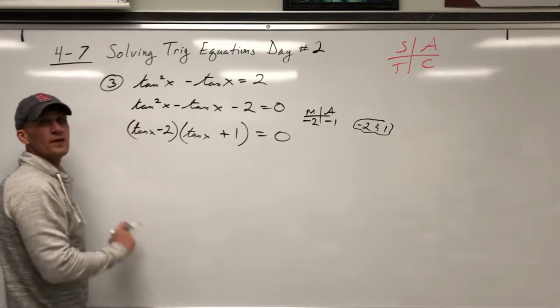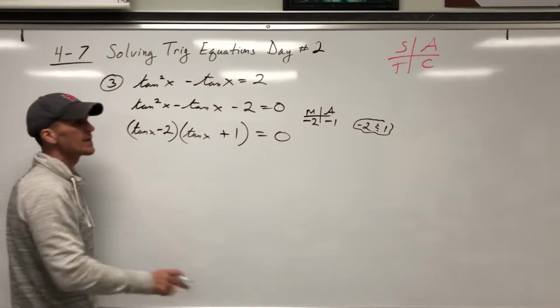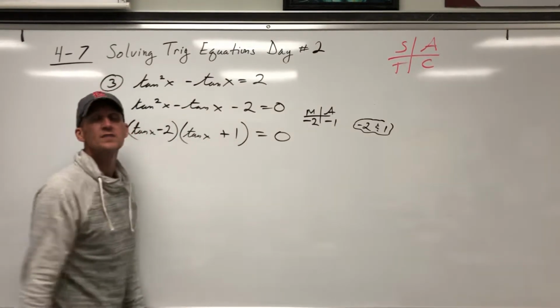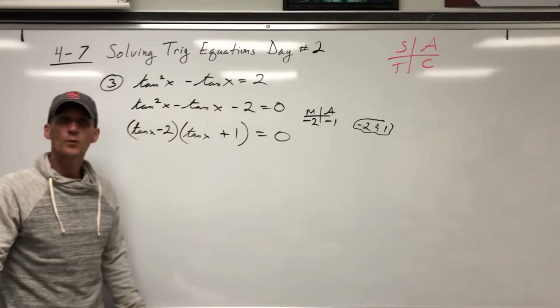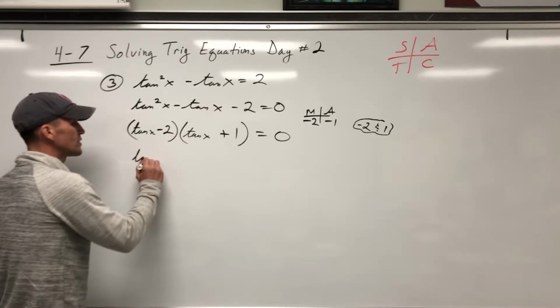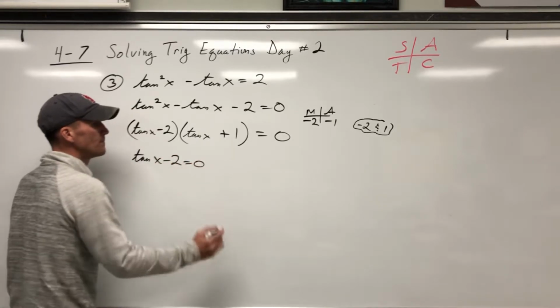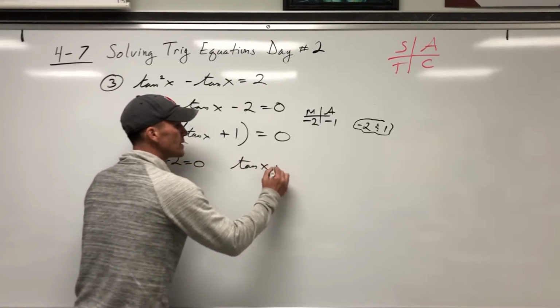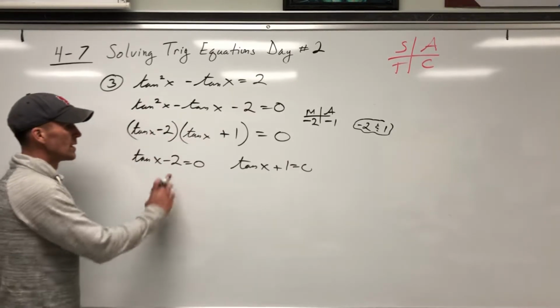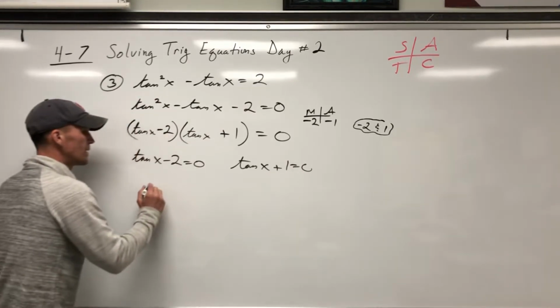And I divide by the front number, but when I divide by 1, it stays -2. When I divide by 1, it stays +1. And now I do the zero product rule. I take tangent of x minus 2 equals 0, and I take tangent of x plus 1 equals 0. Add 2, minus 1.